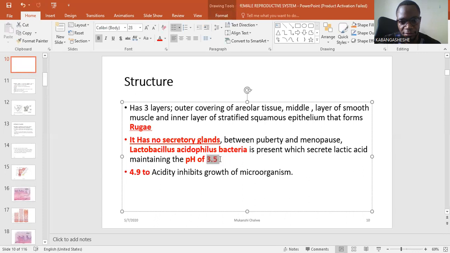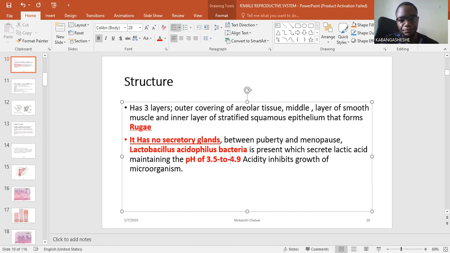Supposed to be the other way around. Okay. Let me just correct this one. Yeah, supposed to be that way. So that is the pH range of the vagina. So this is quite an acidic environment, and it inhibits growth of other microorganisms.